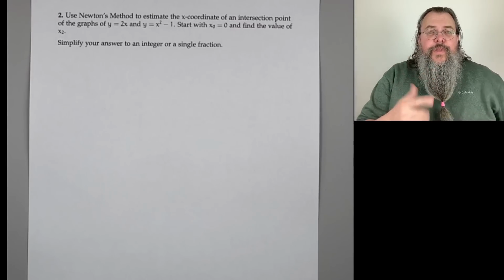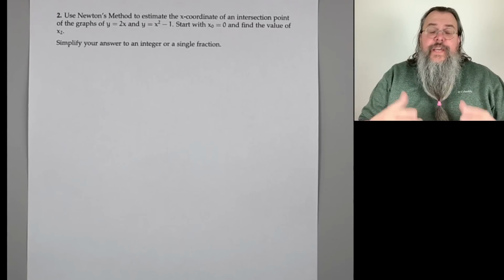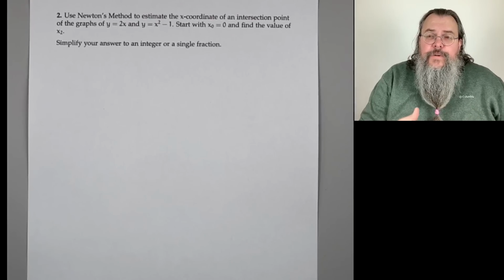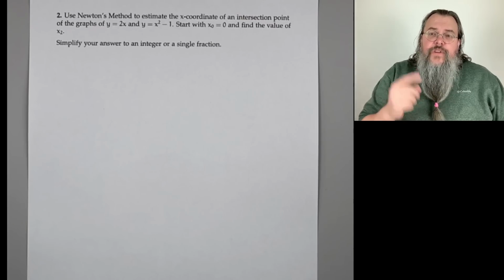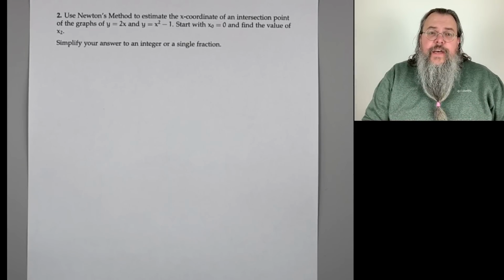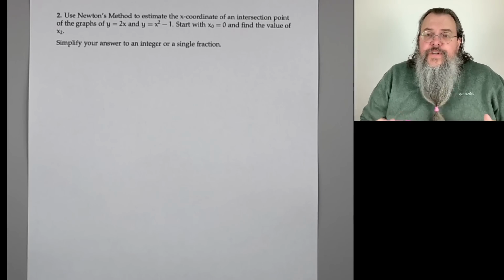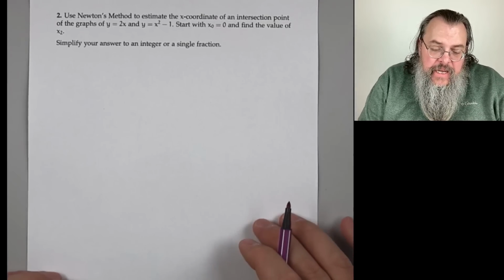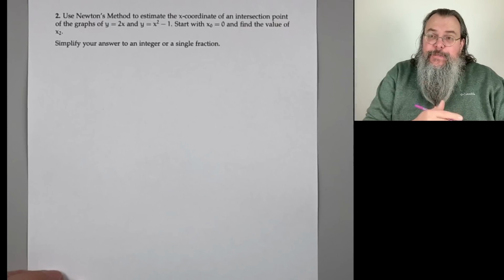Number 2. We're going to use Newton's method to estimate the x-coordinate of an intersection point of the graphs of y equals 2x and y equals x squared minus 1. So we're going to start with x0 equals 0 and find the value of x2. And it says simplify your answer to an integer or single fraction. So in other words, clean it up. Now there's a couple of things. What is Newton's method, and how do we apply it here?